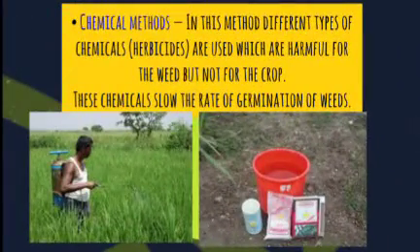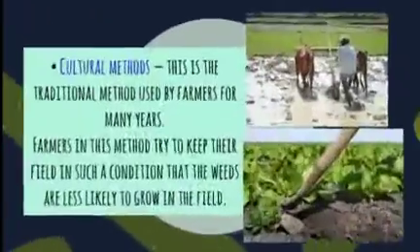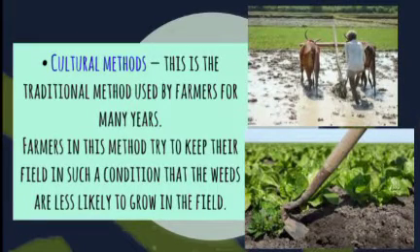3. Chemical methods. In this method, different types of chemicals, herbicides, are used which are harmful for the weed but not for the crop. These chemicals slow the rate of germination of weeds. And last but not the least, cultural methods. This is the traditional method used by farmers for many years.